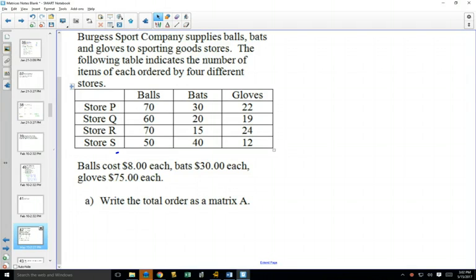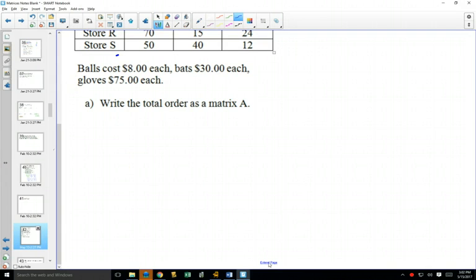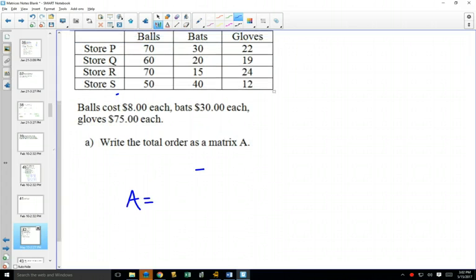If I call it matrix A, and one of the things that we do with word problems, can you see that this is going to be a 4 by 3? And one of the things that we sometimes do for matrices, just to help us remember what each of these things stood for, is use abbreviations. So store P, Q, R, and S.